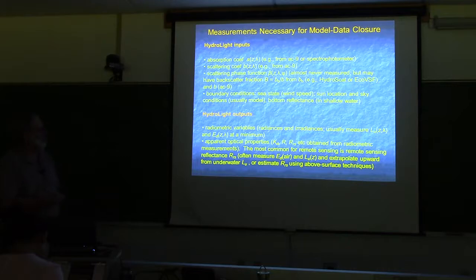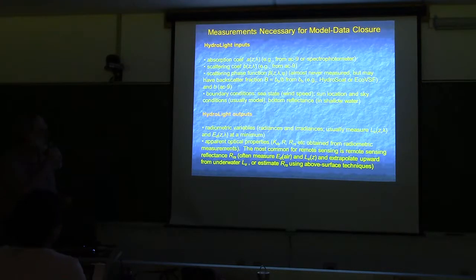And then you have boundary conditions. So how rough is the sea surface? Well, that's parameterized by the wind speed. There's other things that you do know, sun location. And you probably don't have a sky radiance distribution, but Hydrolight can model that, and you may have shallow water with some bottom reflectance, and maybe you have measurements of the bottom reflectance, so you can put that into Hydrolight.